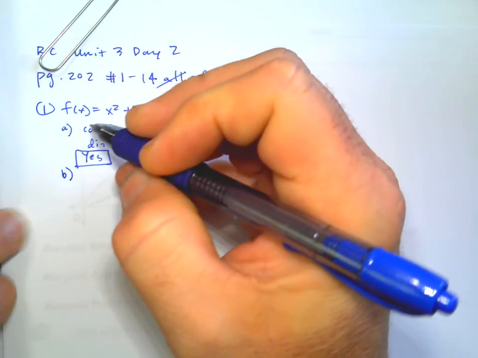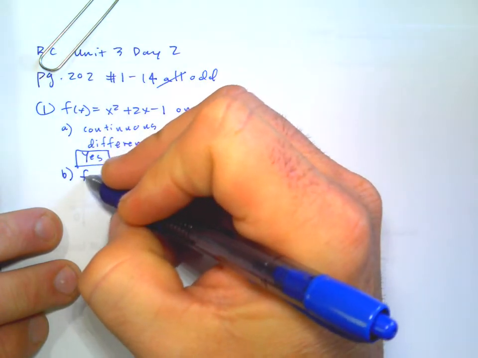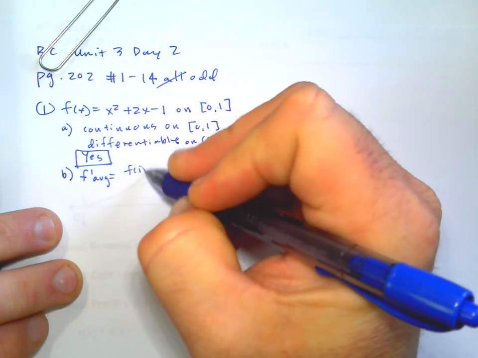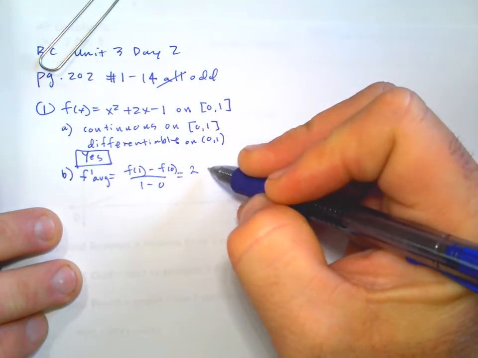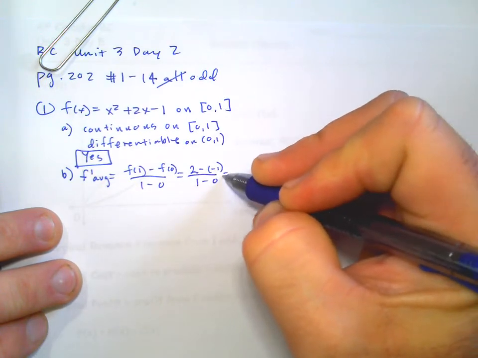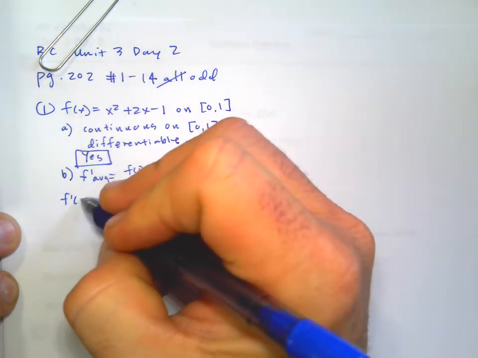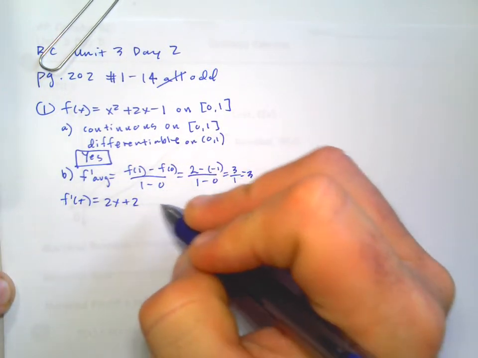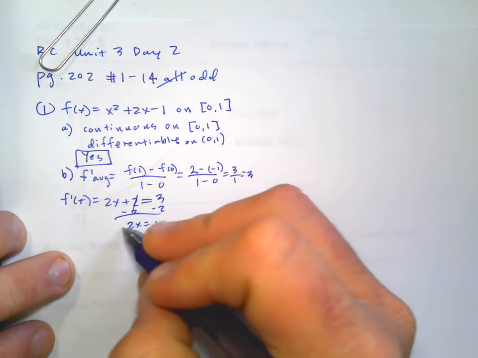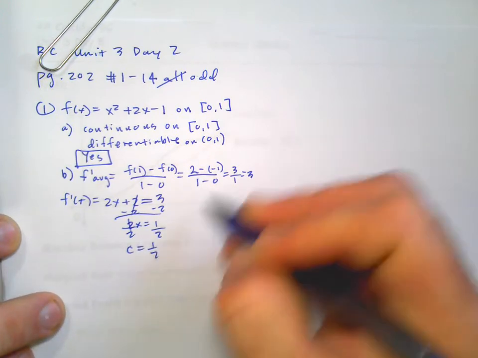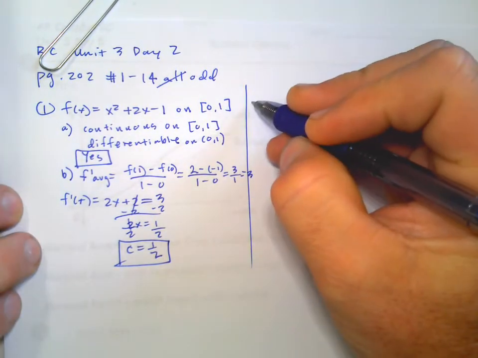Okay, part B says to find the guaranteed value. So we would want to find the average slope first, f prime average, and that's going to be f of 1 minus f of 0, over 1 minus 0. Plug 1 in here, you get 2. Plug 0 in there, you get negative 1. So it's going to be 3 over 1, which is 3. So that's your f prime average. And then we're going to find f prime as a function and set it equal to the average. So c equals 1/2. It needs to be between the endpoints, and it is. And you better get an answer, and it does, because it satisfies the hypothesis. So that's what we're doing on these first ones.